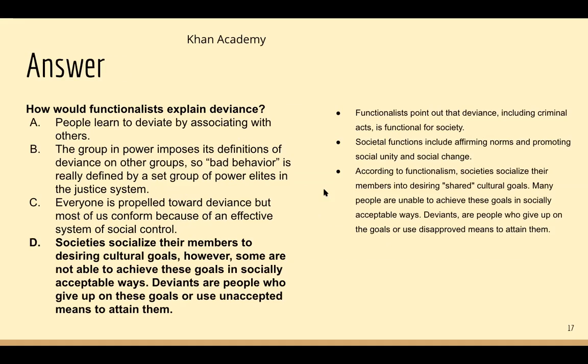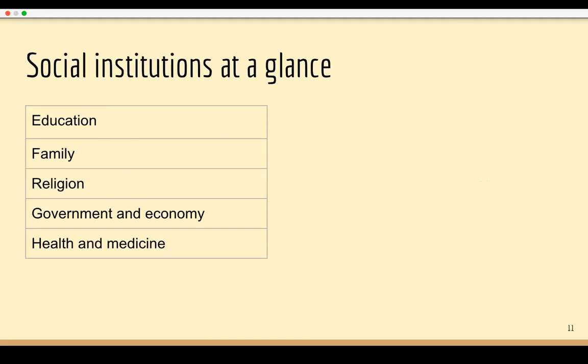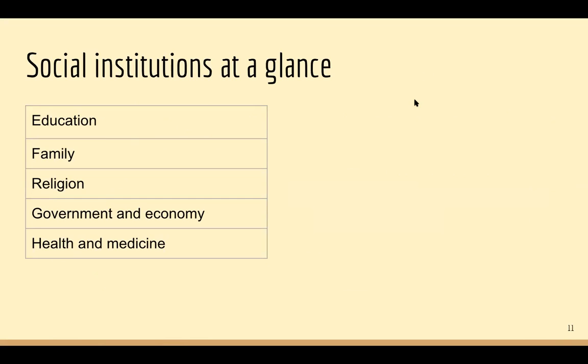All right. Let me go back to this one slide really quickly. So that was it for sociological theories. Now we're just going to look at social institutions. These are units of society that have different functions. Kind of hard to define in some cases, but obviously not unfamiliar.